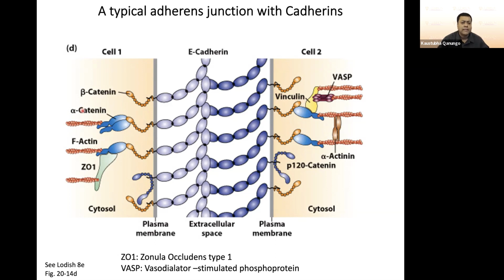Now, the important thing is that although you can see that here you have one set of proteins, and here you have another set of proteins, there is no reason to think that this should be different. They could be different, but this cell may have exactly the identical proteins as this cell as well. So both sides may have the exact same type of plaque proteins, which connect with the actin. So that is a very important idea. So this is a typical adherens junction of how the E-cadherin connects the two cells.